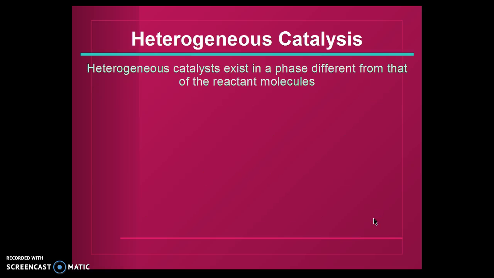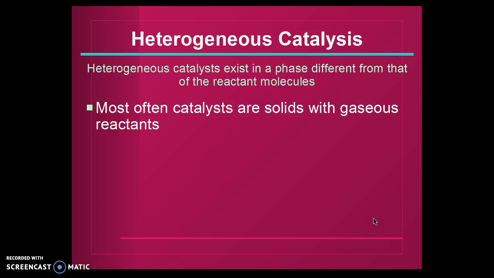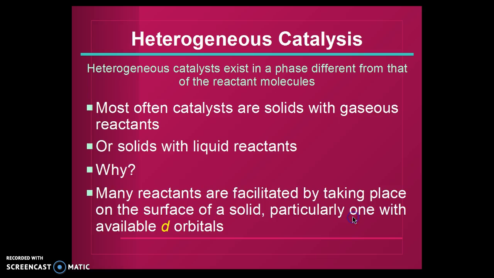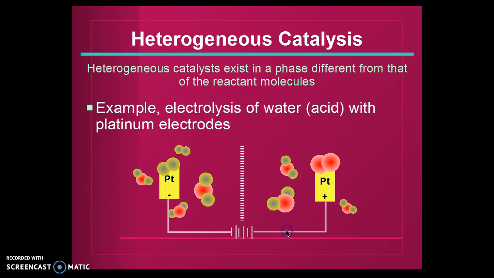Now, heterogeneous catalysts exist in a phase different from that of the reactant molecules. And most of the time, catalysts are solids reacting with gaseous reactants, or solids reacting with liquid reactants. Why is this? Well, many reactions are facilitated by taking place on the surface of a solid. So the reactant then goes to the surface of the solid, and this is particularly true if there are available d orbitals in the catalyst.